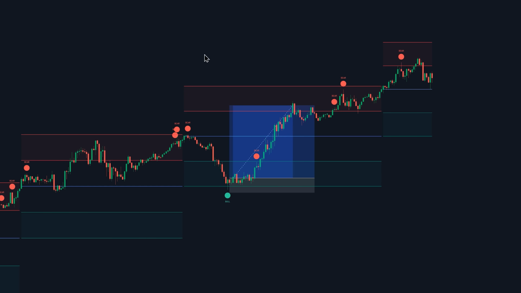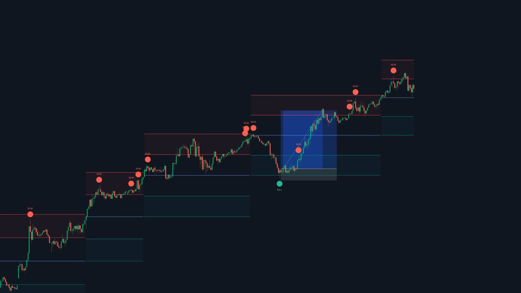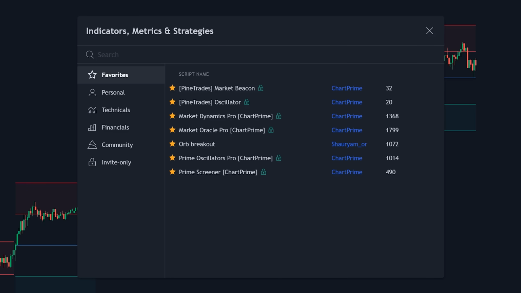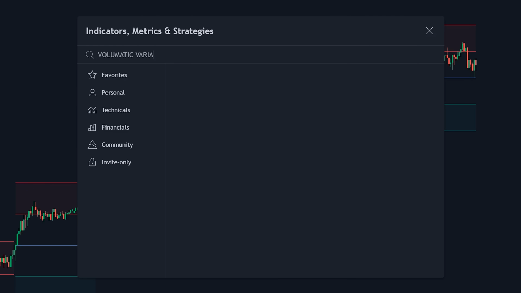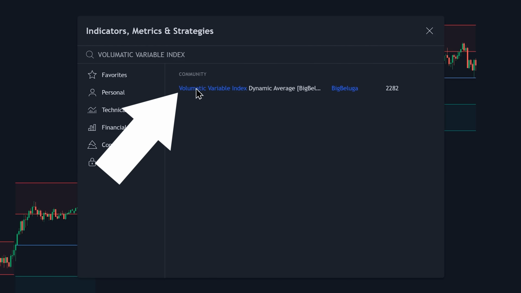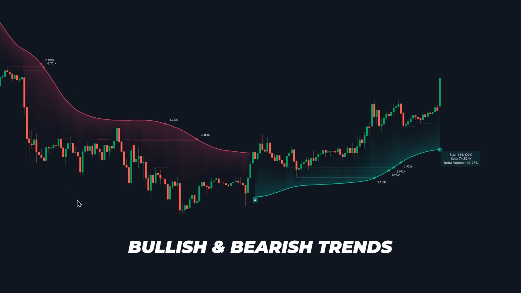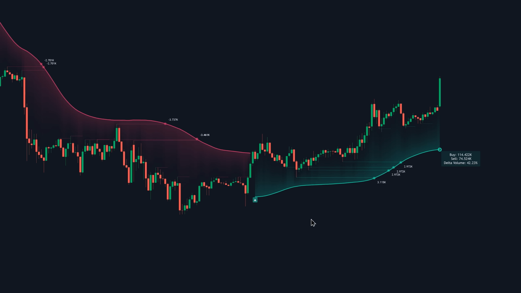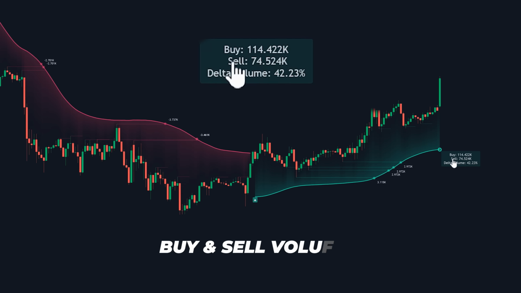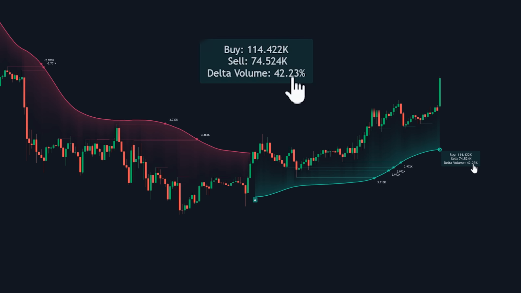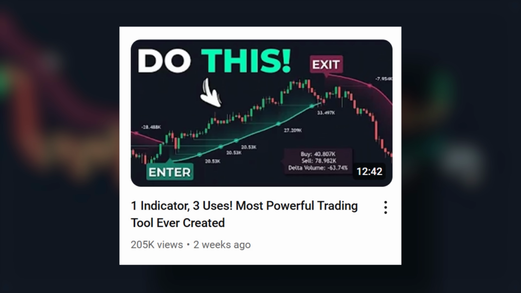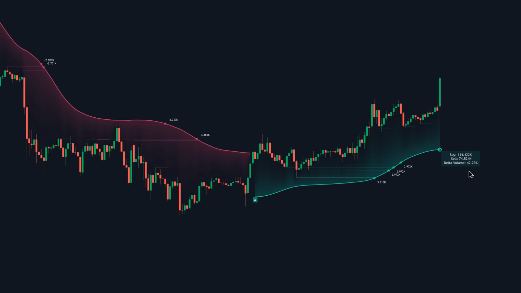For this second strategy, we need to remove the reversal indicator so we can add a trend indicator known as the Variable Index Dynamic Average, or the VIDYA indicator. This one by Big Beluga. This tool identifies bullish and bearish trends in the market, but most importantly, it also displays the buy and sell volumes within specific trends. It also includes a delta volume, which is a percentage value that represents the strength of the trend. I actually created a detailed video about this indicator some time back, and you can actually watch it on the channel. The link will also be in the description below.